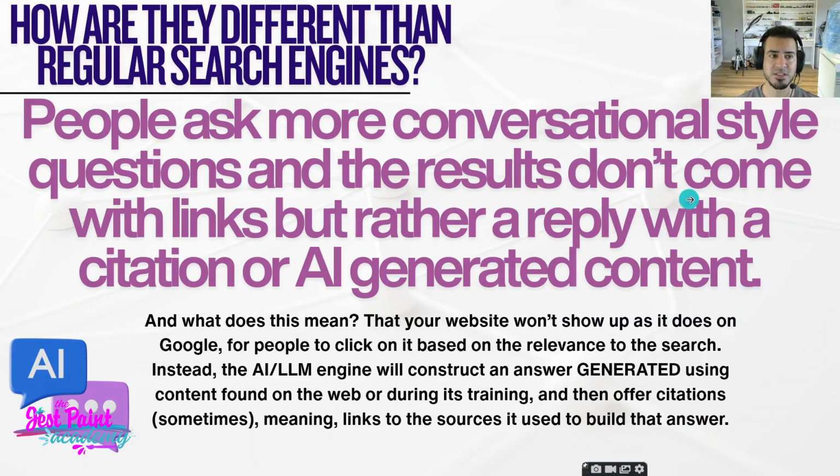So how are they different, these AI and LLM engines, compared to regular search engines? Well, people ask more conversational style questions, and the results don't come with links, but rather a reply with a citation or an AI generated content. What does this mean? That your website won't show up as it does on Google for people to click on it based on the relevance to the search. Instead, the AI LLM engine will construct an answer generated using the content found on the web or during its training, and then offer citations sometimes, meaning links to the sources it used to build that answer.